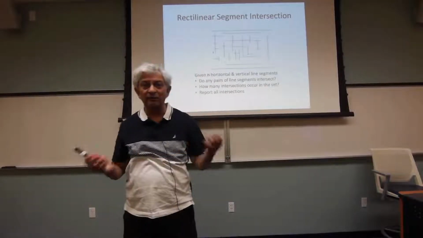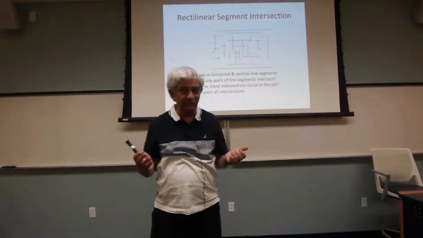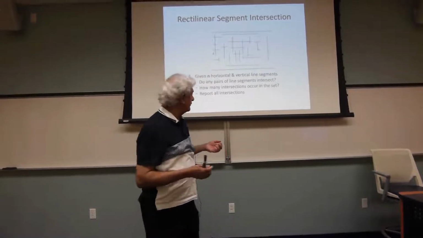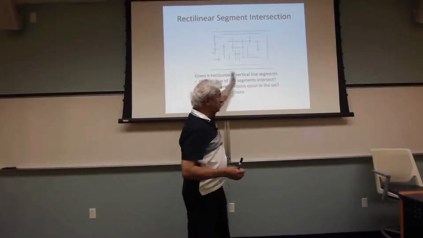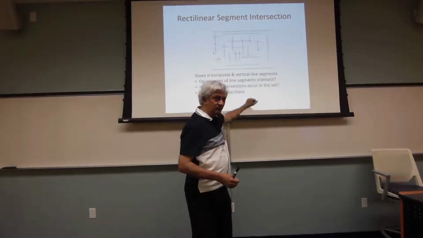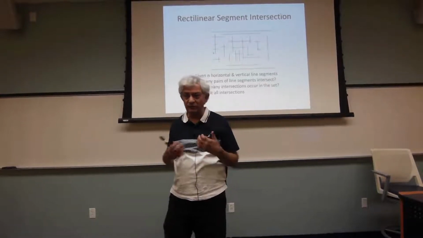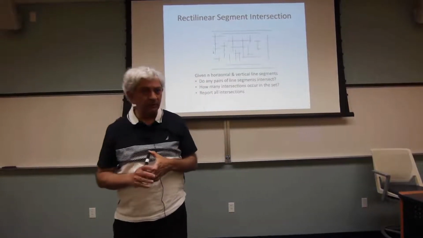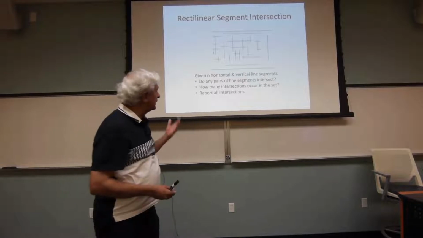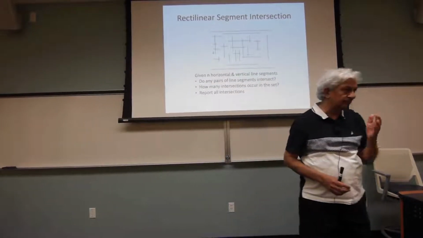large. It's possible that every horizontal line segment intersects every vertical line segment. For instance, if all the horizontal lines go from this end to that end, and all the vertical line segments go from top to bottom, you'll get lots and lots of intersections, and your job is to report all of them. Or it might be simply, as I said before, that there are none or very few.